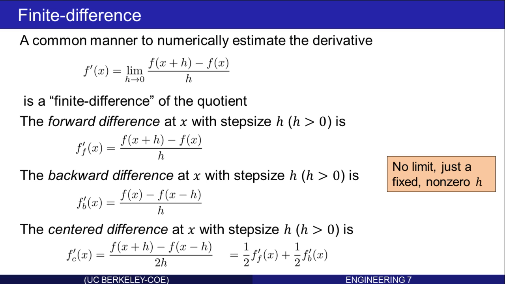What I'd like to point out is in each of these formulas, there's no limit as h goes to 0. h is chosen to be a fixed positive number, and that results in these three different formulas that estimate the derivative. For all of these formulas, in the limit as h goes to 0, they all recover the actual derivative.